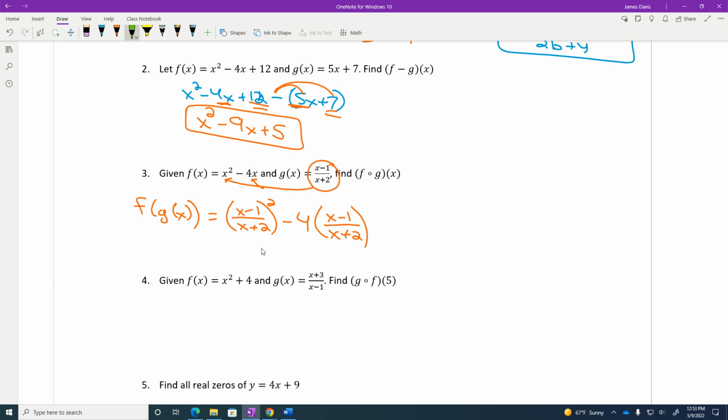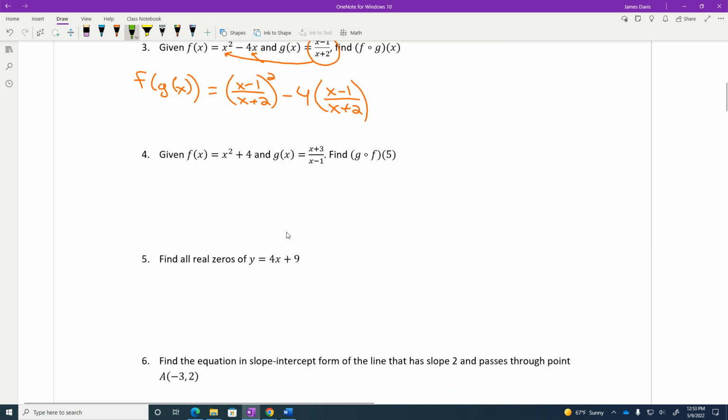Does anybody remember for number 5 what you do here? It's a g of f of a number. Yeah. 5 into f and then that into g. Yep, that's exactly right. We're just going to work backwards. Plug that into there. So we're going to do f of 5. That's 5 squared plus 4. That gives us 29.